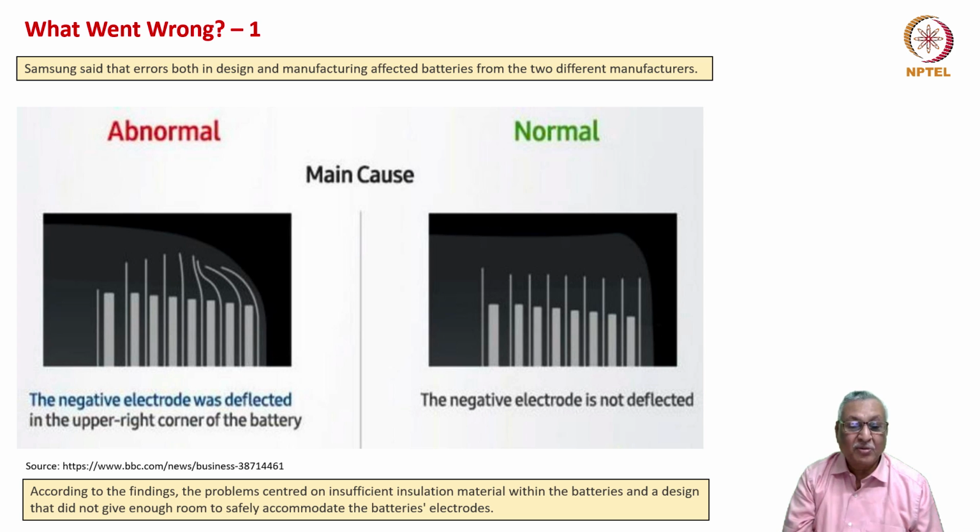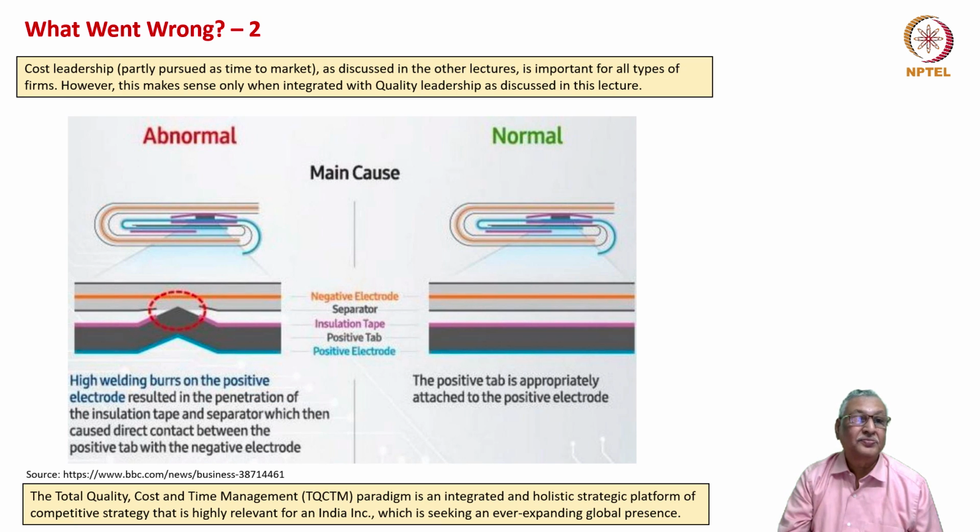According to the findings, the problem centered on insufficient insulation material within the batteries and a design that did not give enough room to safely accommodate the battery's electrodes. So that is the cause and that is the solution. You can study further in the hyperlink which I have given. Cost leadership, which was partly pursued as far as Note 7 was concerned in terms of time to market, was responsible for some of these failures and inadequate recalls and inadequate remediations.